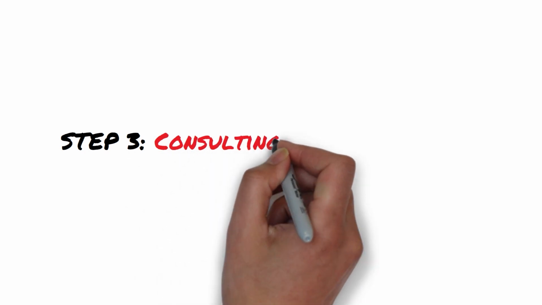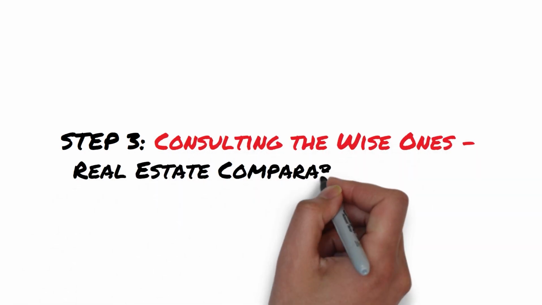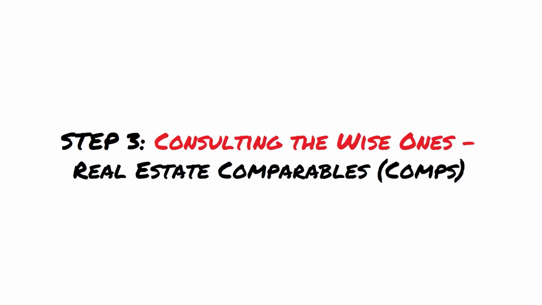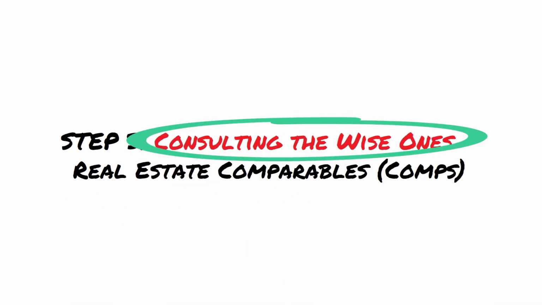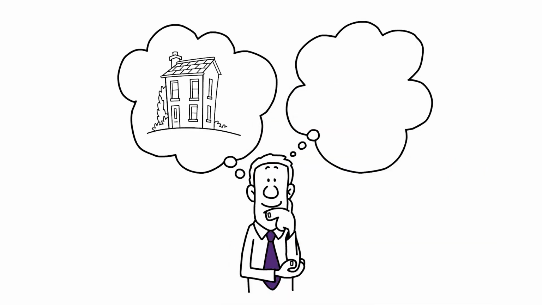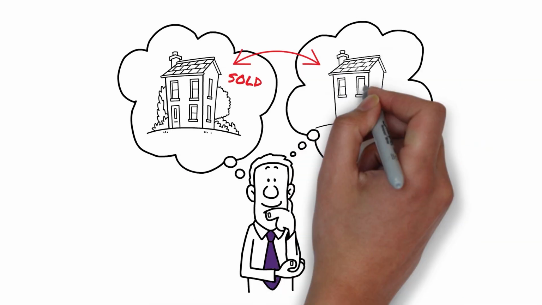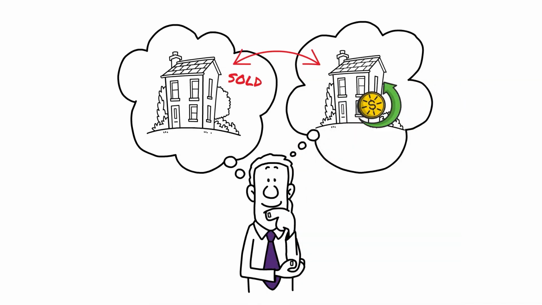Step 3. Consulting the wise ones, real estate comparables. The third step, consulting the wise ones, also known as real estate comparables or comps. These are properties similar to yours that have recently sold. Their wisdom guides you in estimating the potential value of your renovated property.